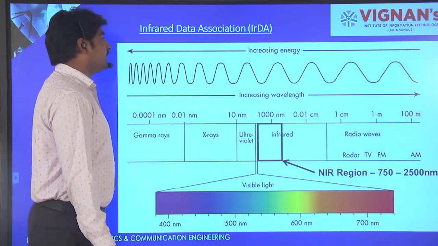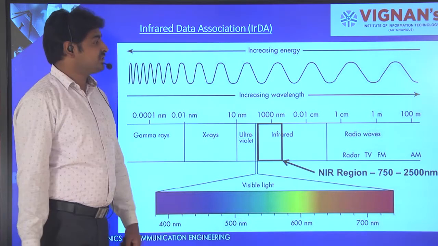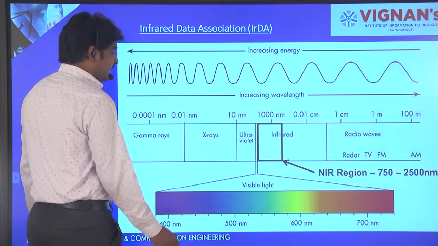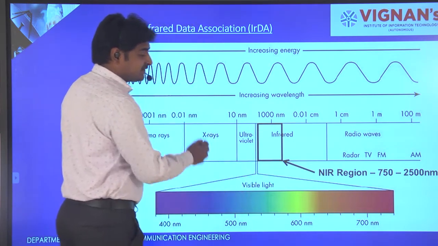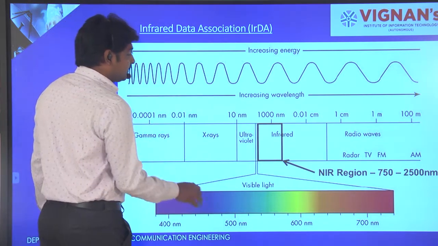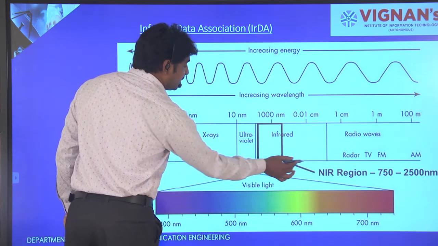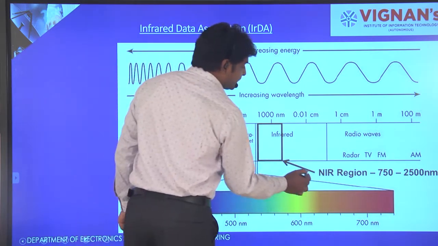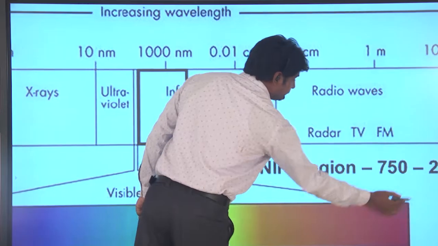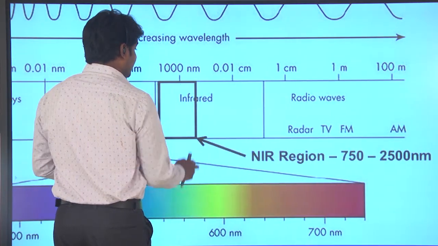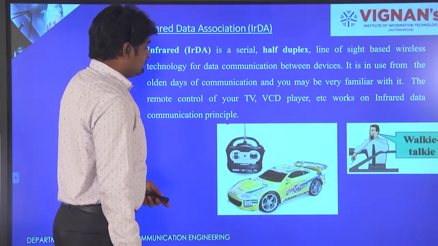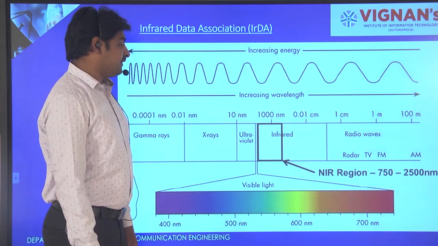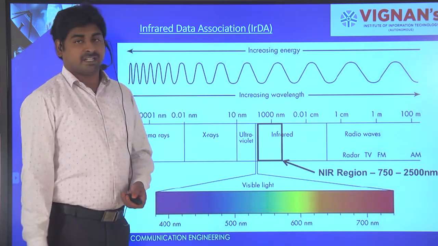Now if you take infrared, this is one type of external communication interface. This infrared communication makes use of infrared waves. So this is the electromagnetic spectrum, and in this spectrum, this part belongs to infrared. In this part we will be using waves with wavelength in the 750 to 2500 nanometer range for infrared communication.